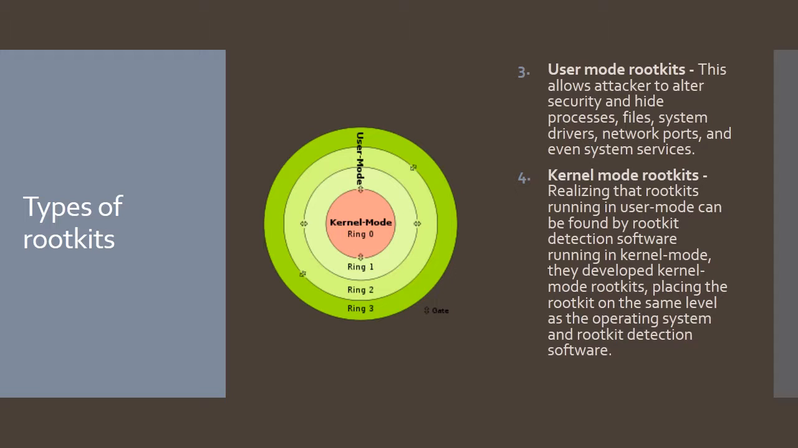The fourth one is kernel mode rootkits. Unlike user mode rootkits, it has kernel mode privileges. It remains undetected from kernel mode anti-rootkits, so it's very difficult to remove these. In most cases, reinstalling the operating system is the only option.